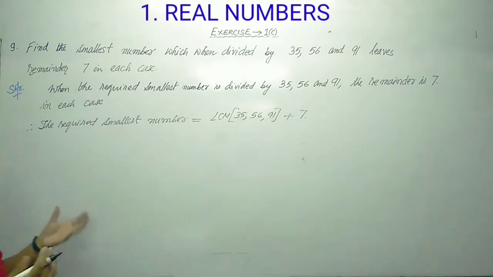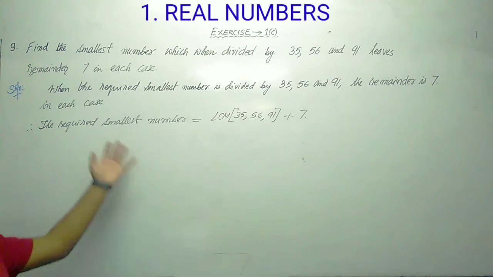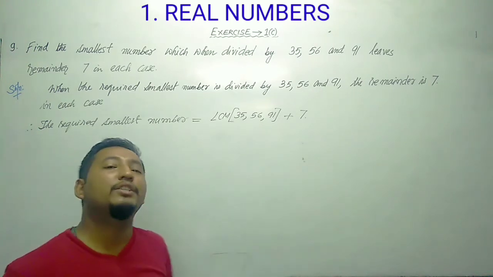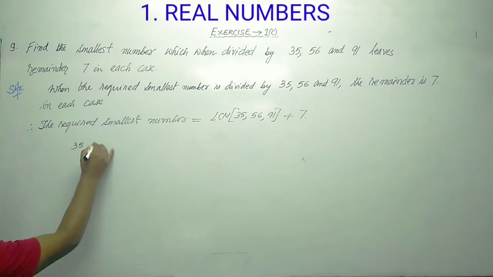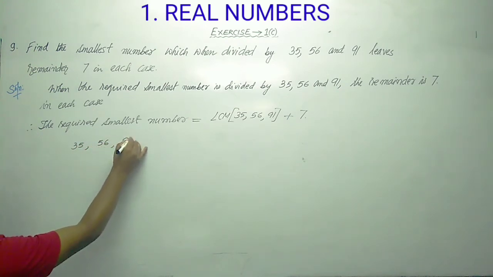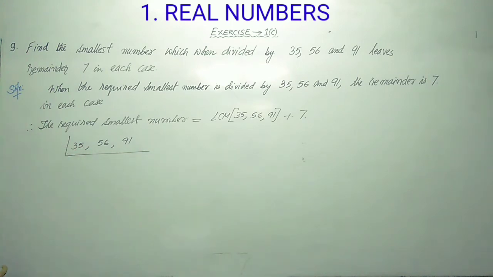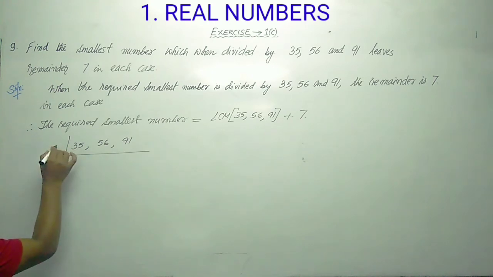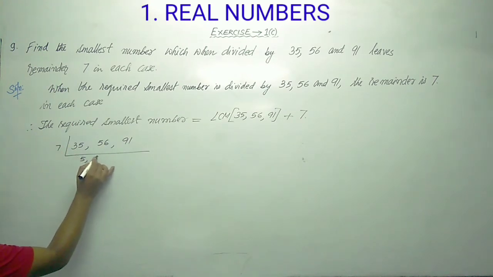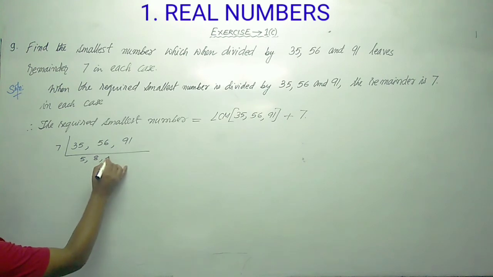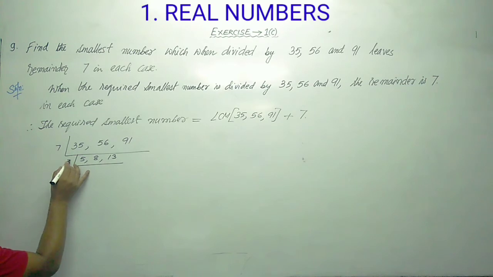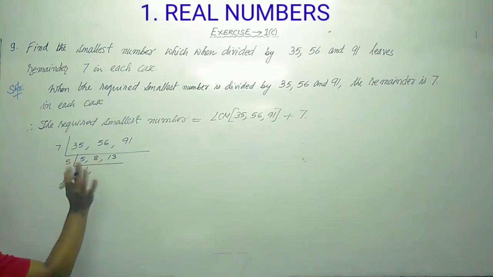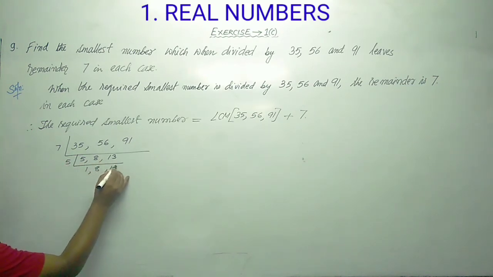Now let us find the LCM, but not with the factorization method this time. Let us use the old traditional method. Write down 35, 56, 91. In our junior classes, we found the LCM using this method. Now let us divide by 7: 7 5s are 35, 7 8s are 56, 7 1s are 7, 7 13s are 91. Now let us do it with 5: 5 7s are 35. This one cannot be divided by 5, so let it be as it is.